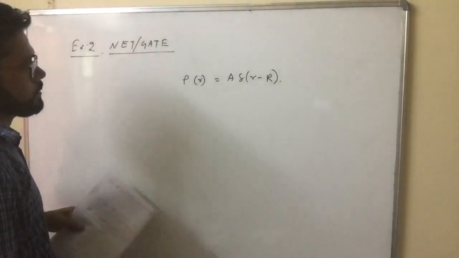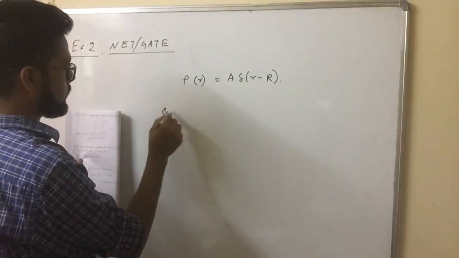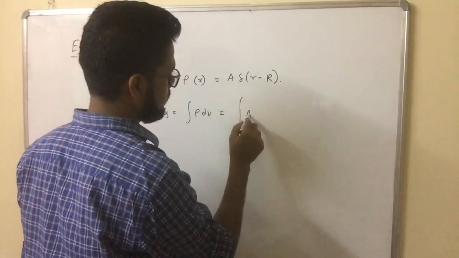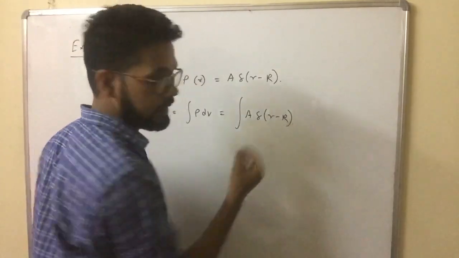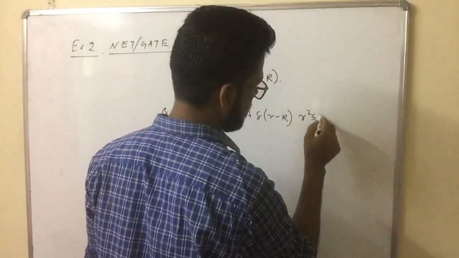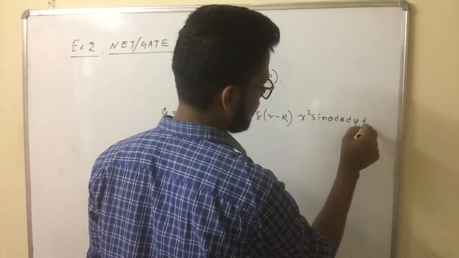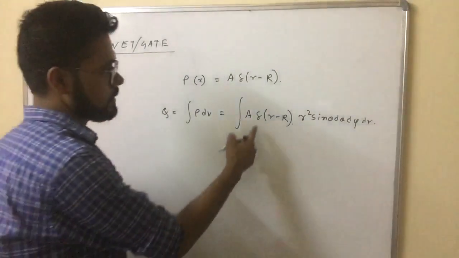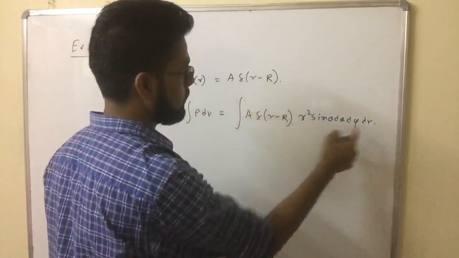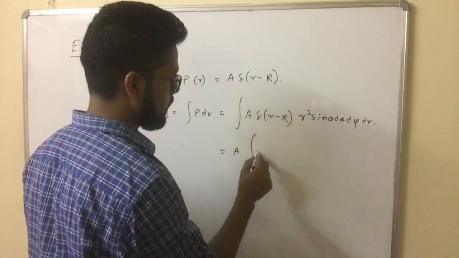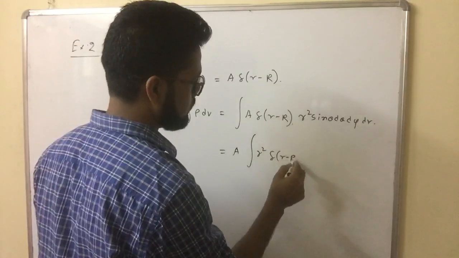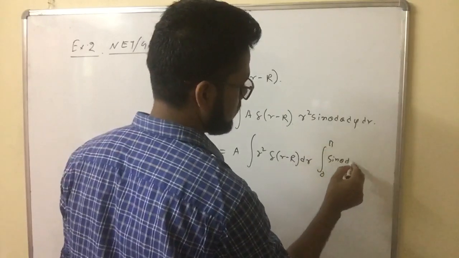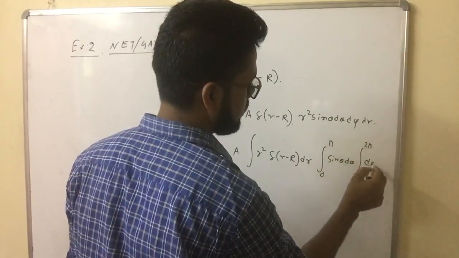Okay, this is the charge density. What is the total charge? Q equals the integral of rho dV, where rho is A delta(r minus R), and dV is r squared sin theta d theta d phi dr. Both are functions of r only, so A will come out: the integral of r squared delta(r minus R) dr, then 0 to pi sin theta d theta, and 0 to 2 pi d phi.